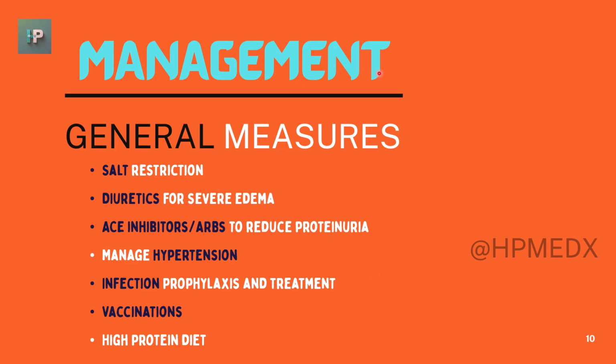And then management. The most important thing is management, and here we see the general measures such as salt restriction, diuretics for severe edema, ACE inhibitors and angiotensin receptor blockers to reduce proteinuria, and management of hypertension, infection prophylaxis and treatment, vaccination. Vaccination, more or less, the routine immunization schedule is enough, and then a high protein diet is advised.